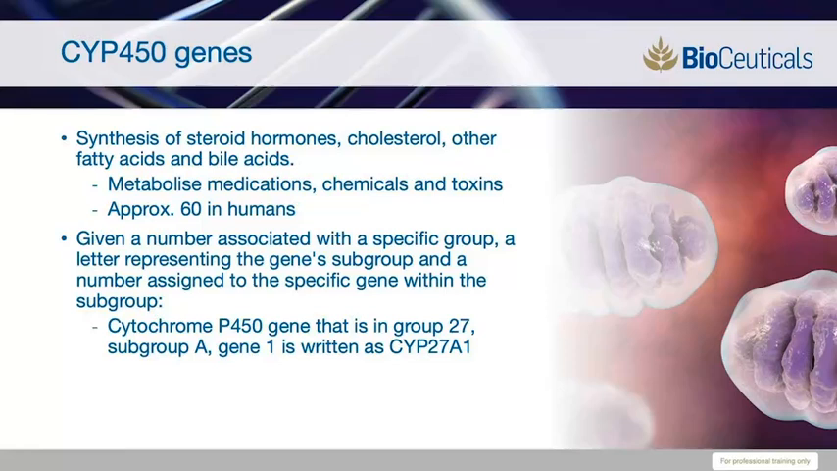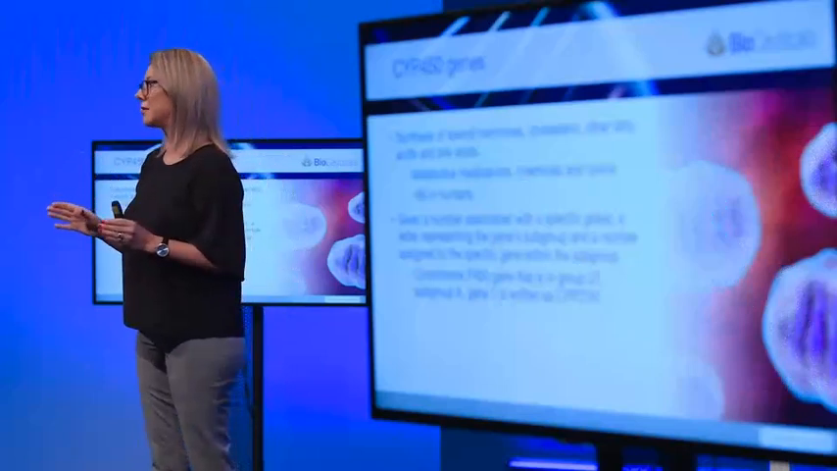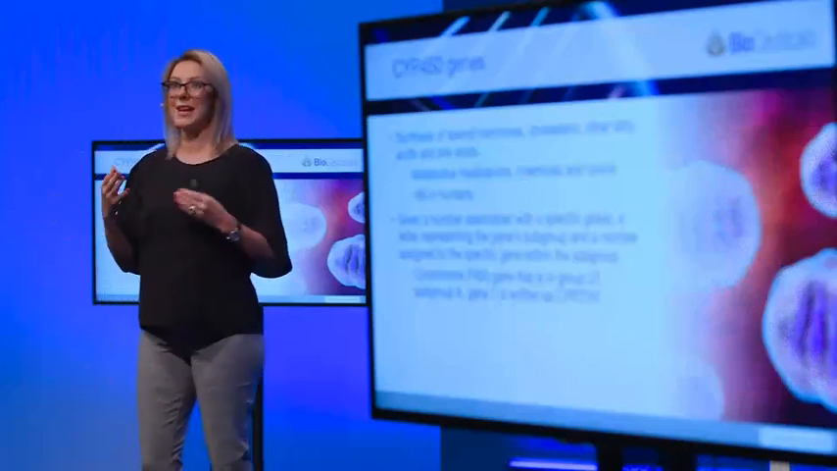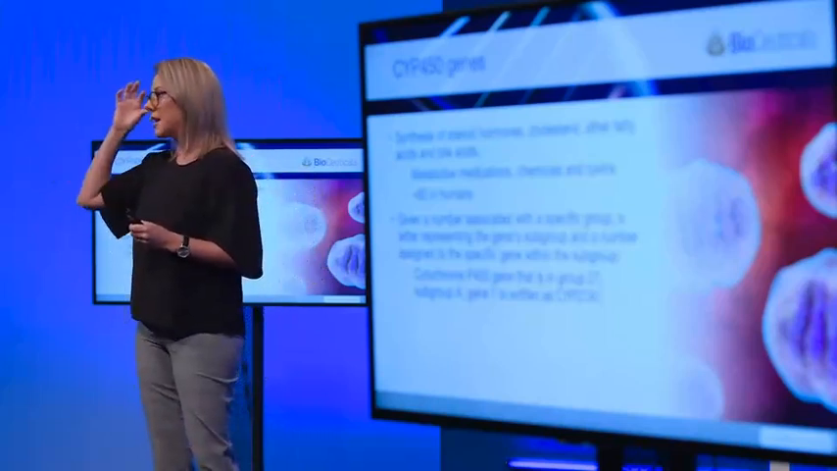They also metabolize a number of medications and chemicals and toxins, and you will hear about them again in Module 6. There are approximately 60 cytochrome P450 enzymes in humans, and they're classified or named a little differently. So when you think about MTHFR, it's methylene tetrahydrofolate reductase. It's the function of the enzyme, it's telling you what it does, and then it's the abbreviation of the name.